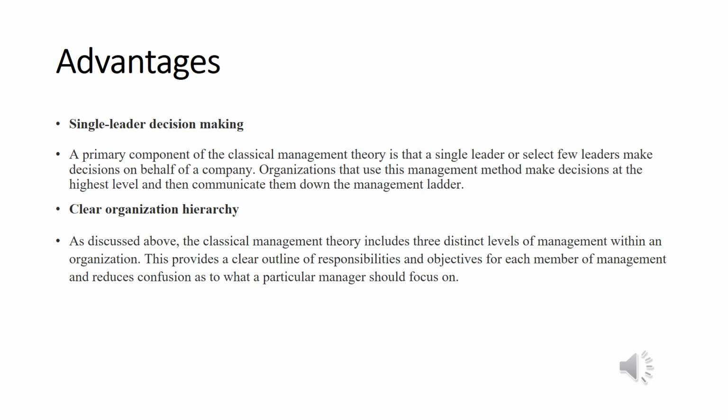Then we have the last one, which is the clear organizational hierarchy. As discussed above, the classical management theory includes 3 distinct levels of management within an organization. This provides a clear outline of responsibilities and objectives for each member of the management and reduces confusion as to what the particular manager should focus on.